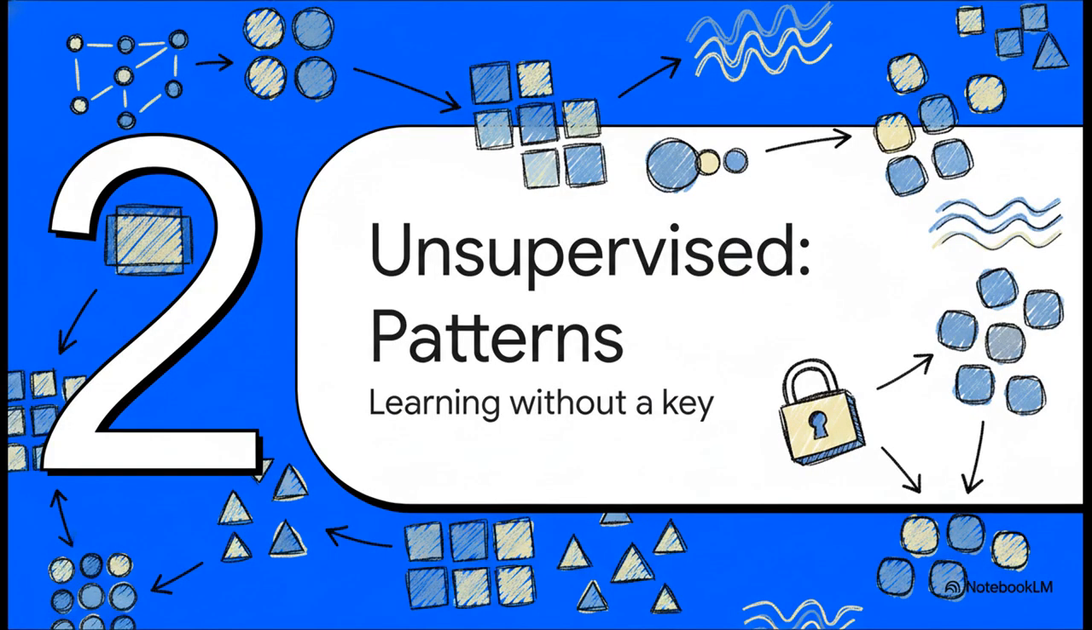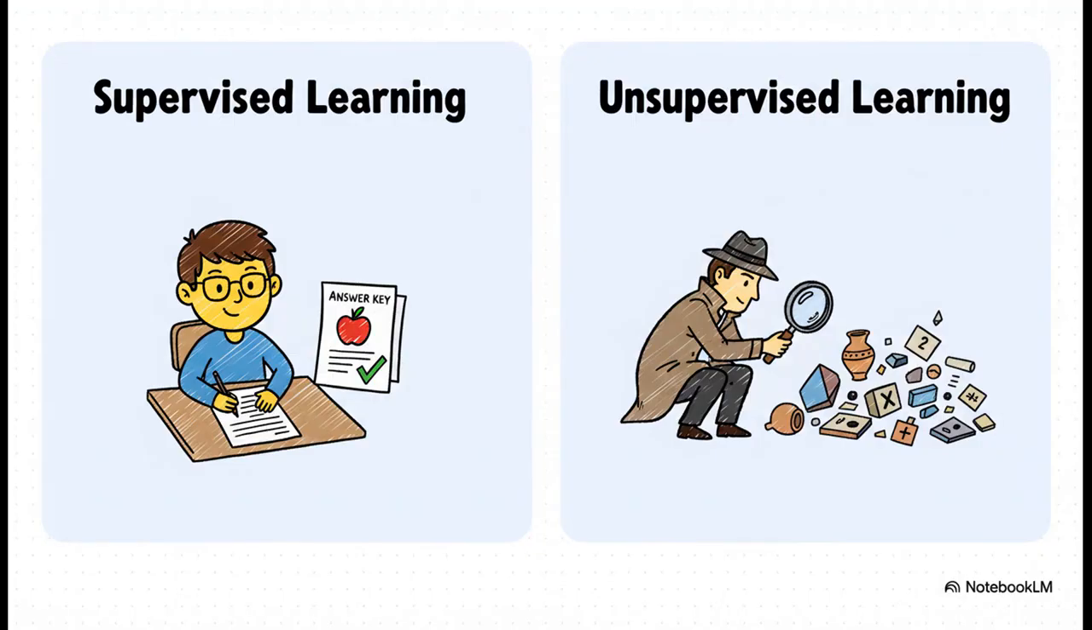Okay, let's shift gears to our second type of learning. What happens if you don't have an answer key? Well, that's unsupervised learning. With this one, we give the machine a whole bunch of data with absolutely no labels, and we just ask it one simple thing. Find the interesting patterns in here. And this slide really nails the key difference. See? Supervised learning needs the question and the right answer, but unsupervised learning, it only gets the questions.